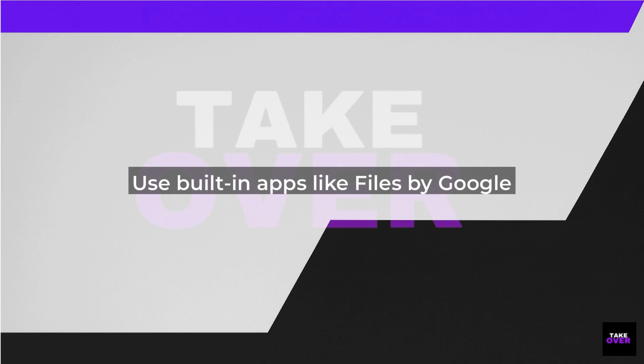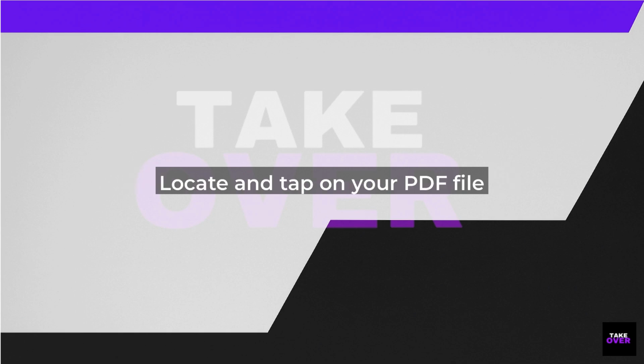First things first, make sure your Android device is updated to the latest software. In 2025, Android versions like 16 or higher come with enhanced PDF support. Head to your Settings app, tap on System, then System Update, and check for any available updates. This ensures you get the best performance and security features.